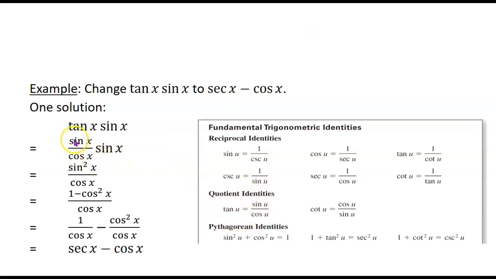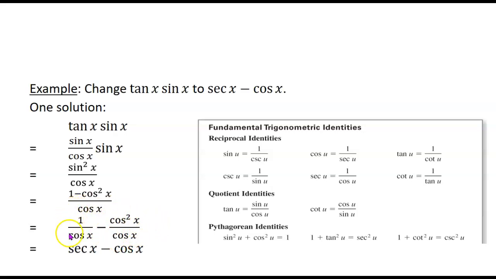And then we can multiply those two sines together and write it as sine squared of x over cosine of x. And then we have that Pythagorean identity that says that sine squared plus cosine squared is equal to 1. So that means we can replace sine squared with 1 minus cosine squared because they're always equal. So now it's 1 minus cosine squared of x over cosine x. Then we can break that fraction up into two separate fractions. 1 over the cosine of x minus cosine squared of x over cosine x.